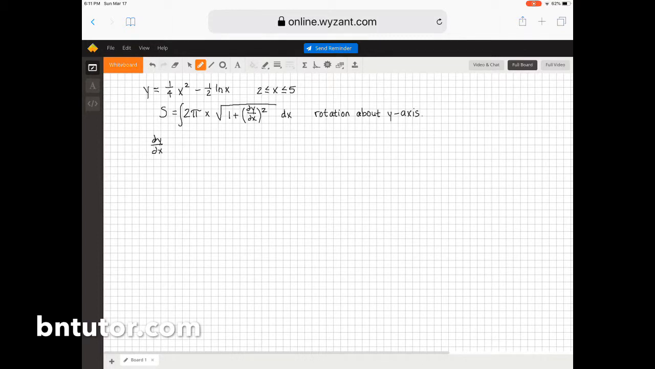dx squared. The derivative of y, since the derivative of x squared is 2x, becomes 1/2 x. And the derivative of natural log is 1 over x, so we get 1 over 2x. We'll focus on that dy dx for just a second, noticing that the common denominator between the two would be 2x. And if we bring those two fractions together, we would get x squared minus 1 over 2x.